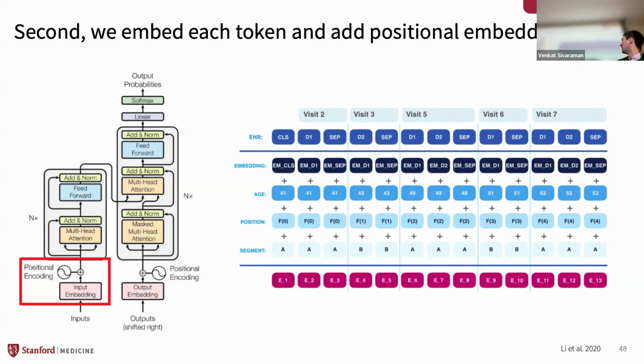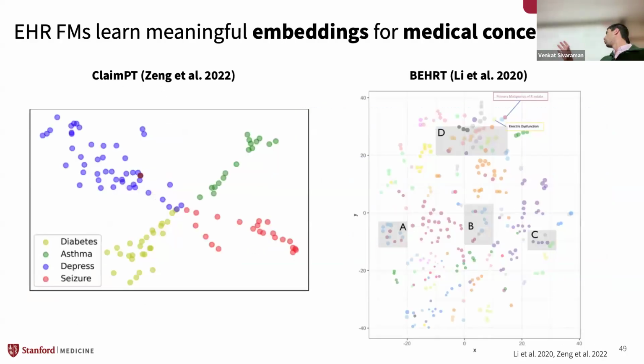They do one for the visit number. So all the events within the same visit have the same, I guess they call this the positional embedding here. And so you can play with that a little bit as well. And the cool thing is if you actually look at the embeddings that these models learn, they kind of make semantic sense.